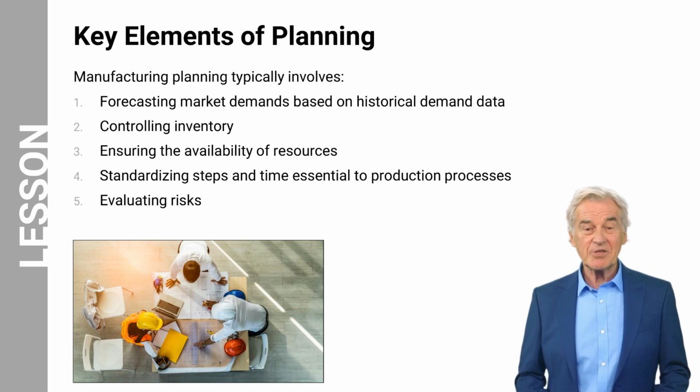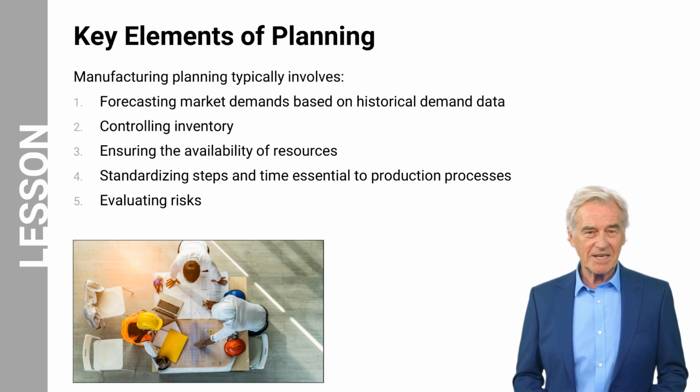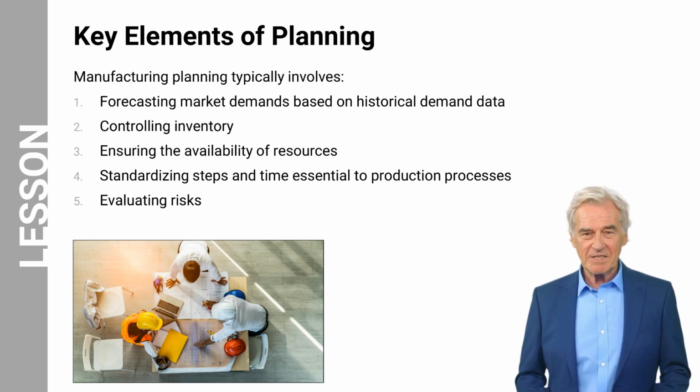Production planning involves coordinating activities from different departments in the company. Manufacturing planning typically involves forecasting market demands based on historical demand data and analysis of market trends, controlling inventory to reliably estimate levels and schedule orders accordingly, ensuring availability of equipment and human resources to meet customer demands, standardizing the steps and time essential to production processes through process mapping to observe the order of production processes, and evaluating risks to minimize or eliminate them.